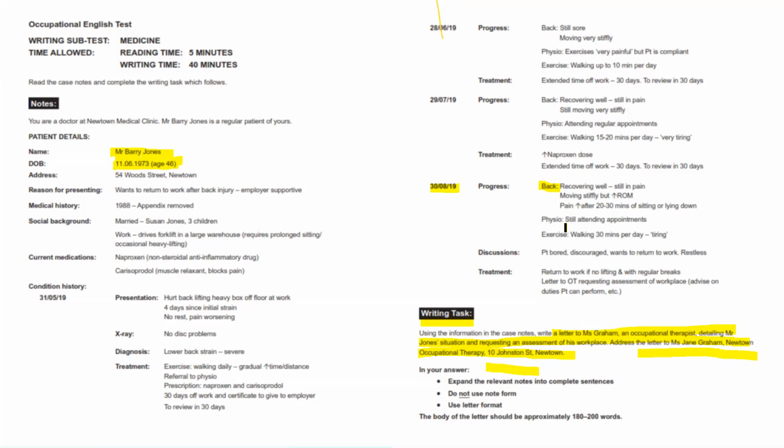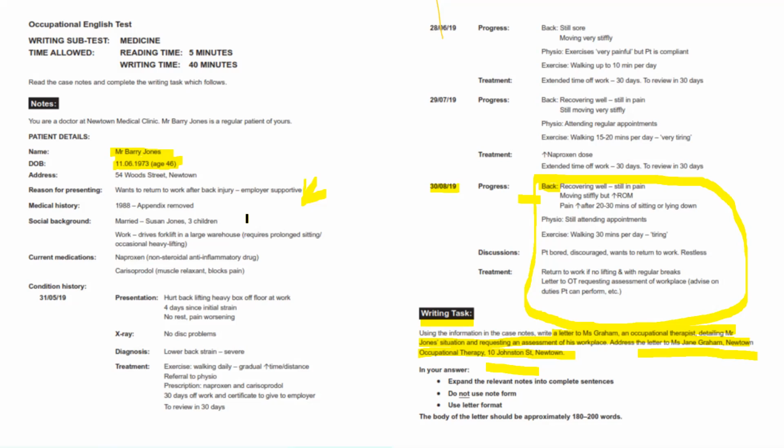We are not talking about what data to mention or exclude. We want to know the current status of our patient. He's recovering well, still in pain, moving stiffly, but increased range of movement. Pain increased after 20 to 30 minutes of sitting or lying down. I have to mention all? No, I'm just telling you that you read the last visit just to know the patient's case and how you will manage the relevant or irrelevant data in your writing. Because if you start reading this data without knowing the patient's current status, you might include lots of unimportant data. So just read the last visit and the plan, and after that, start reading from the start.